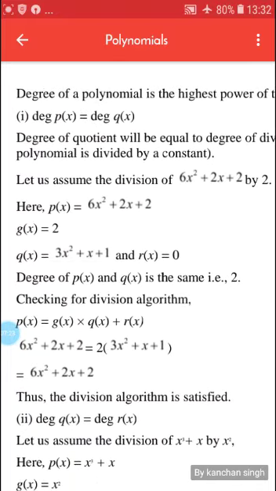And question number 5, part 2 and part 3, please try to solve by yourself.